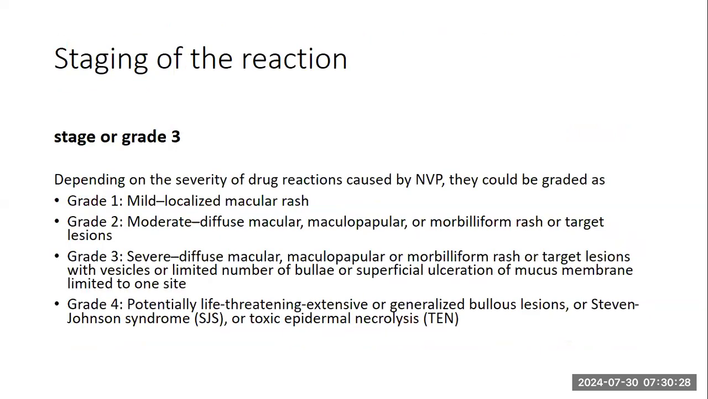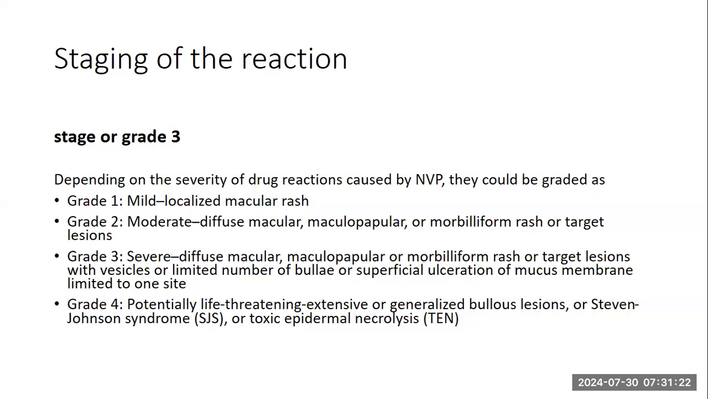Now, the next question was to describe the lesion and stage the reaction. In terms of nevirapine-induced drug reaction, it usually depends on the grade and the severity. Grade 1 has only a mild localized macular rash. Grade 2 has moderate diffuse macular and maculopapular or morbilliform rash or target lesions. Grade 3 has severe diffuse macular, maculopapular or morbilliform rash or target lesions with vesicles or a limited number of bullae or superficial ulceration on mucous membrane limited to one side. In our case, the vesicles and bullae were limited to one side, and the maculopapular rash was also diffuse.